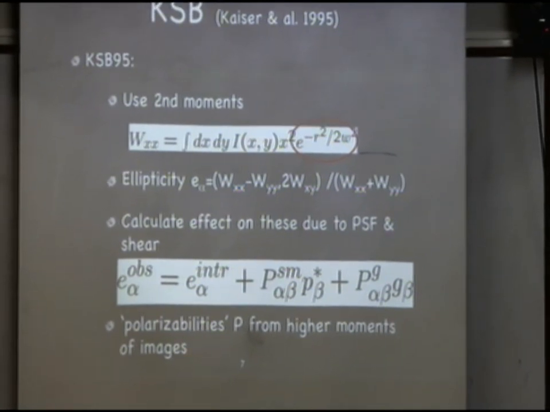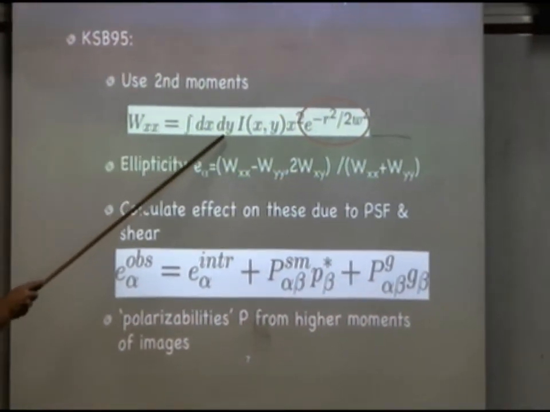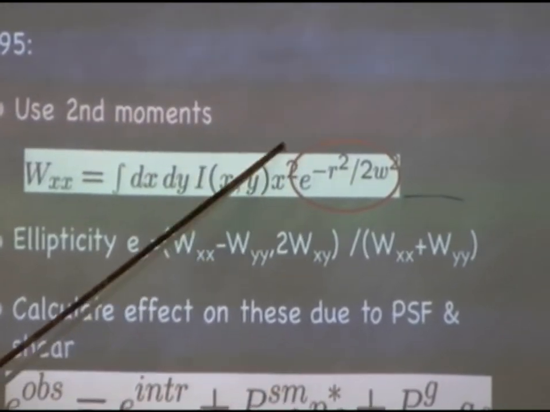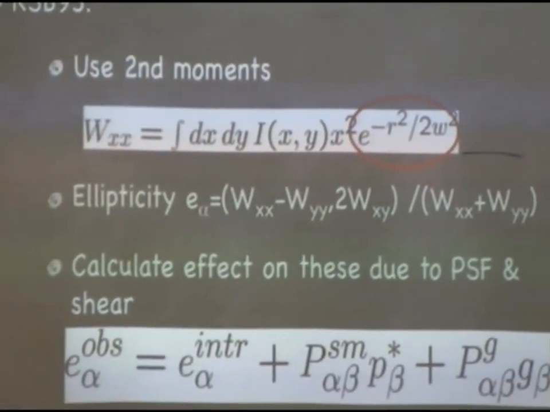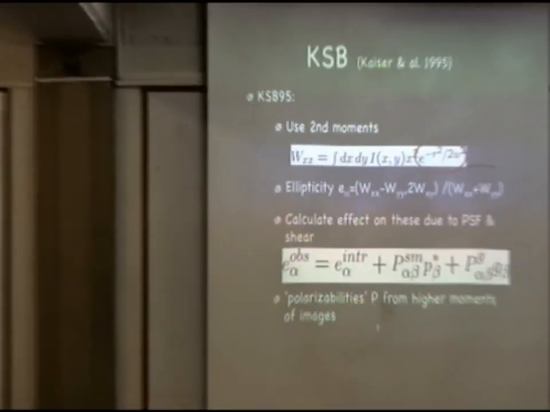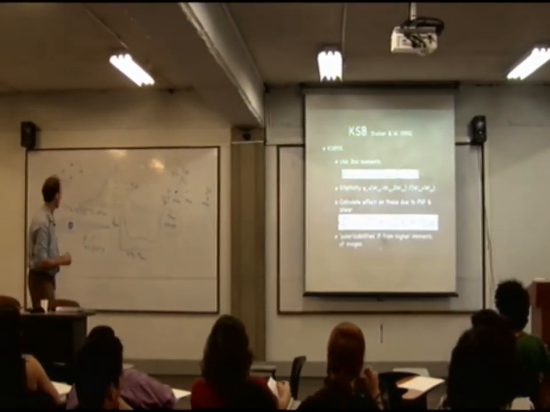It relies on ellipticities that are derived from second moments. So if you take a galaxy and you measure the mean x squared and you measure the mean y squared, then that's a quick way to see whether the galaxy is flattened or not.